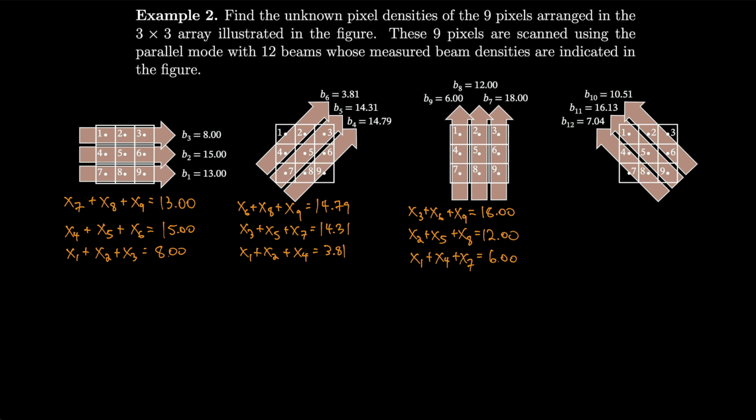Okay, let's keep going. For the last one, we'll do 2, 3, and 6 for this arrow. So x2 plus x3 plus x6 is equal to 10.51. Then x1 plus x5 plus x9 is equal to 16.13. And x4 plus x7 plus x8 has to be 7.04.